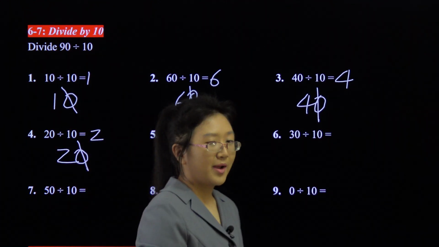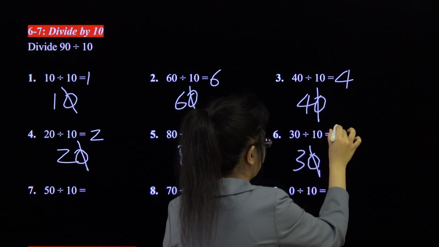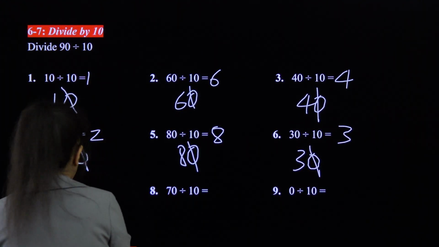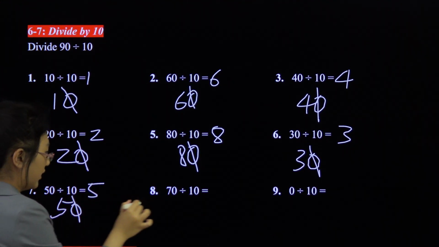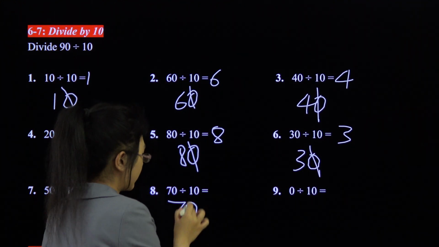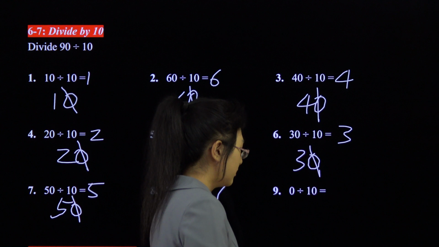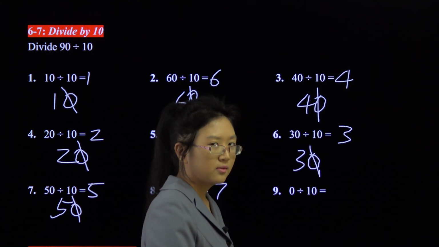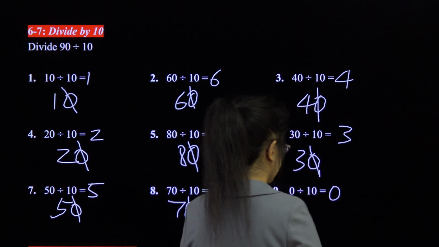If it's 30 divided by 10, you get 30, you take off 1 0, it's 3. 50 divided by 10, 50, take off 1 0, 5. 70 divided by 10, well, 70, take off 1 0, 7. 0 divided by 10, well, last time I checked, 10 times 0 equals 0. So 0.